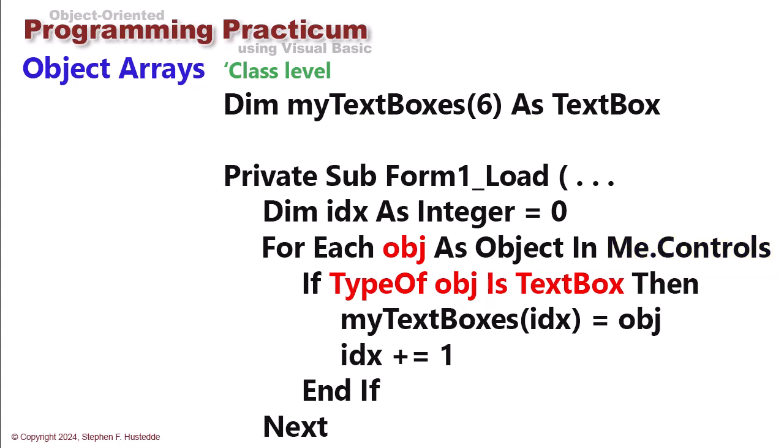And I can say for each obj, that's my variable name, as object, I'm going to look at every object in me.controls. If the type of the object is a text box, then I'm going to add that object to my text box's element idx. It's going to start out as 0. So that once I've loaded that in, I want to increment idx.